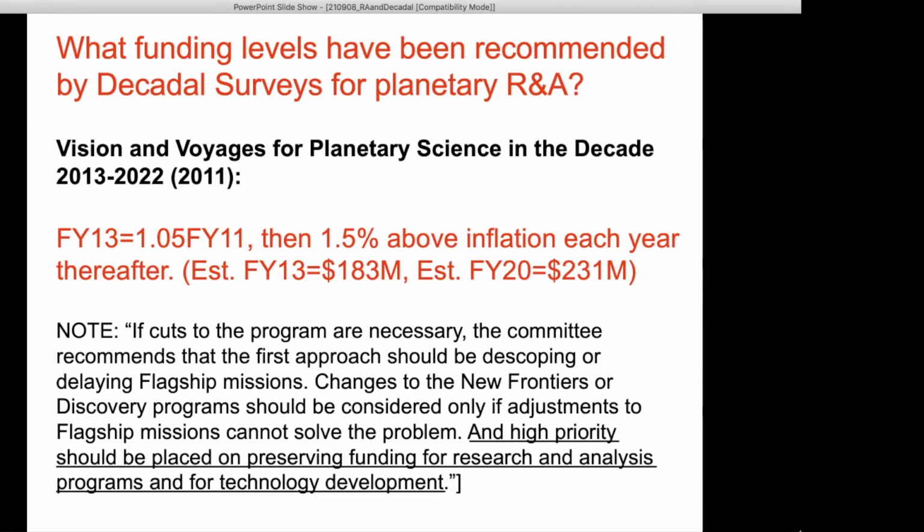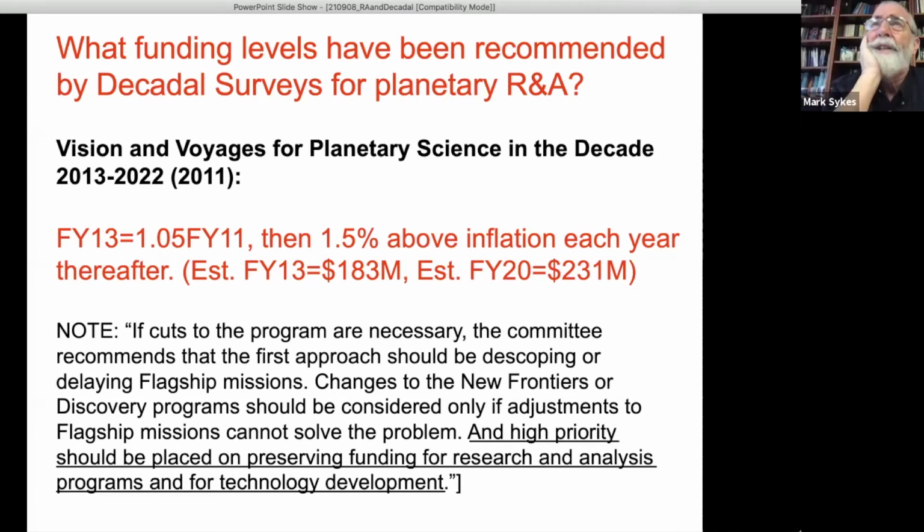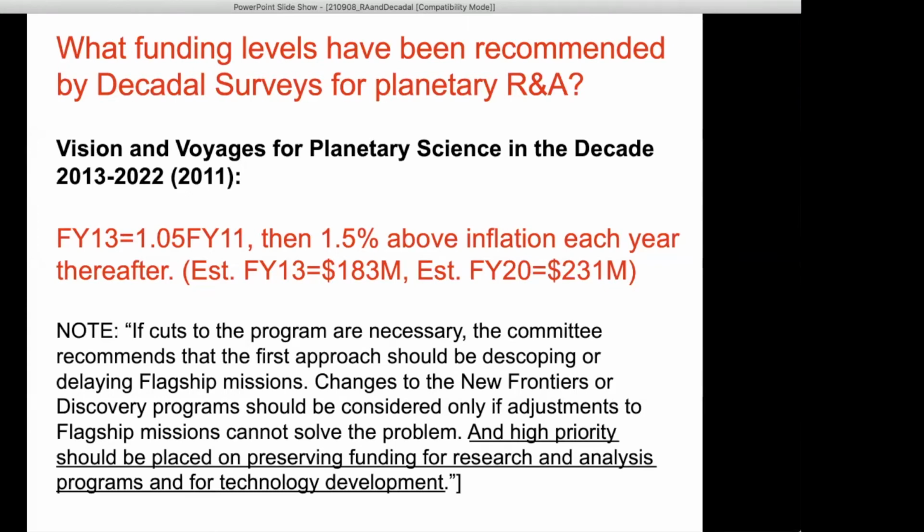Mark, I'm having a little forest for the trees moment here with the 25% thing. So back in the day, the first Decadal Survey said that 25% of the NASA planetary science budget, no, of the flight projects, flight missions. Okay, so take that budget, divide by 4, and then that should be your RNA budget. So how close to that are we?